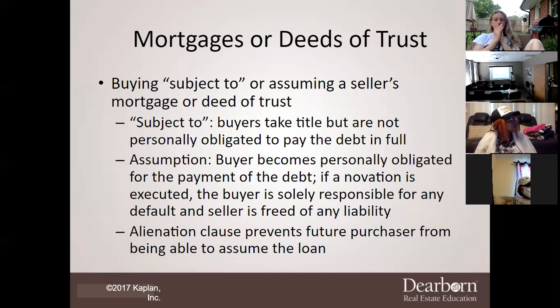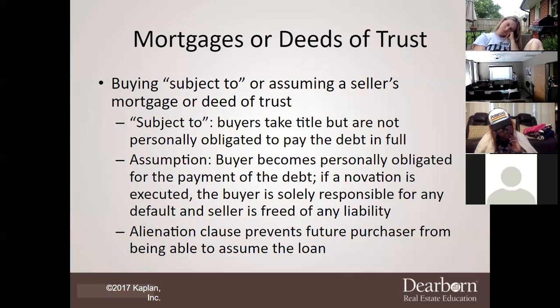Okay. So, alienation clause. Please go into more detail because I'm totally confused. Is that if somebody were to assume the loan? So, say you're trying to sell your house, right? And you have a mortgage on there, but the mortgage has an alienation clause in it. That means when you sell your house, you're still going to be paying off that debt until it's done. You can't pass your interest on.